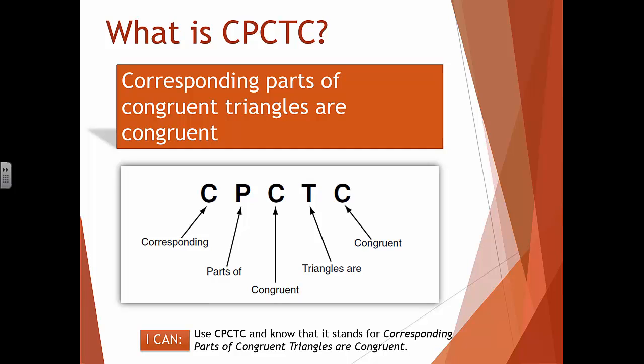So CPCTC is actually short for, I don't even know why they do this. It actually is just another way of using the definition of congruent polygons or definition of congruent triangles, which says two triangles are congruent if and only if all of their corresponding parts are congruent. So they made up this acronym CPCTC that stands for corresponding parts of congruent triangles are congruent. We're going to use that as a justification in our proofs to say that individual parts are congruent after we have first proven that the triangles are congruent.